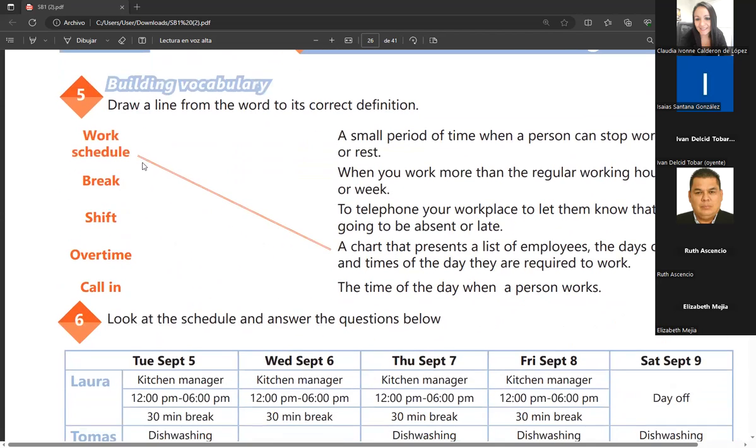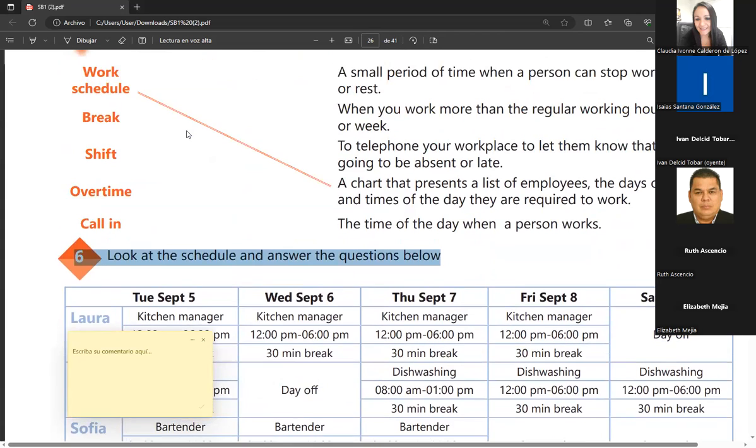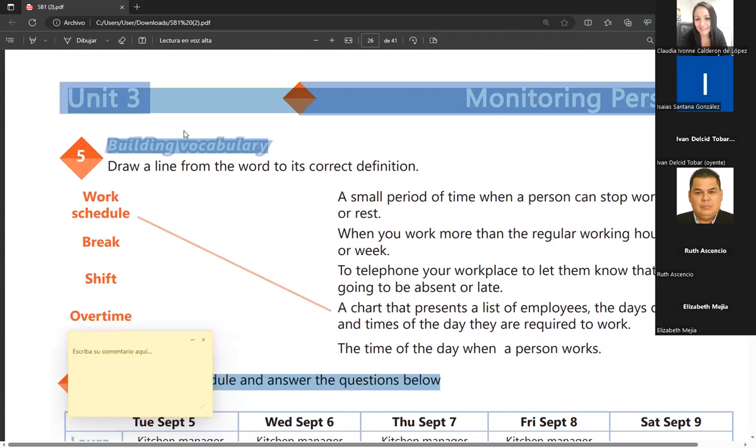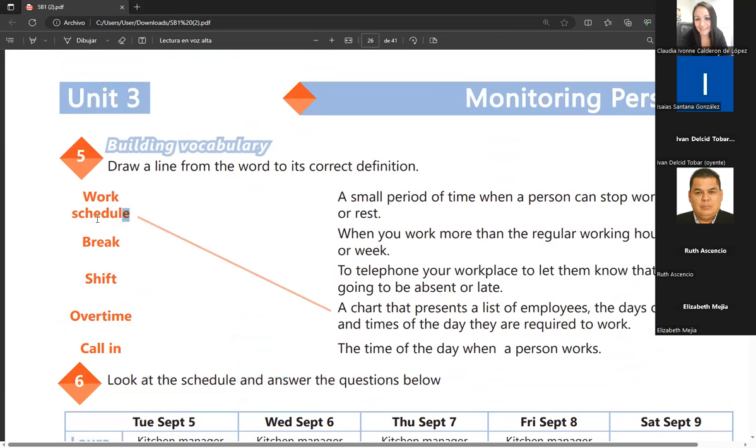Okay, and now we're going to do the building vocabulary, page 26. The exercise: shift, overtime, call in, break, work schedule. Do you remember what a schedule is? What is a schedule? Horario. Okay, we're going to do this exercise from the textbook.